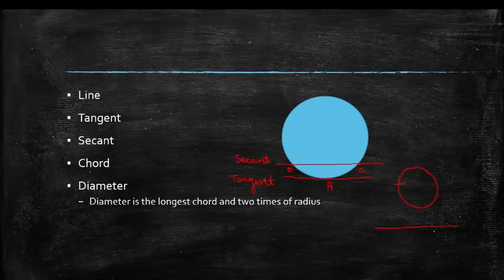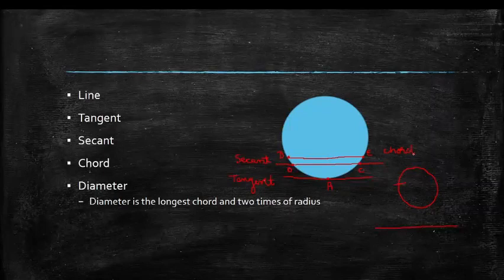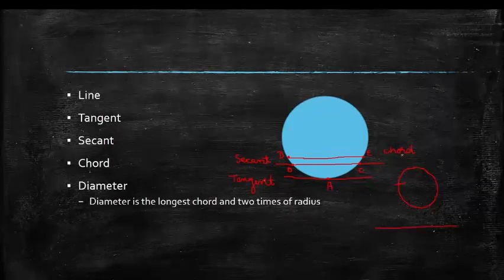Fine. Now let us move this line a little bit like this, so that it is only touching at 2 points, not crossing the circle. Then this line DE will be called a chord. So now you understand the difference between a chord and a secant. A secant is a line which is passing through the circle, and a chord is a line which is touching the circle at 2 points.